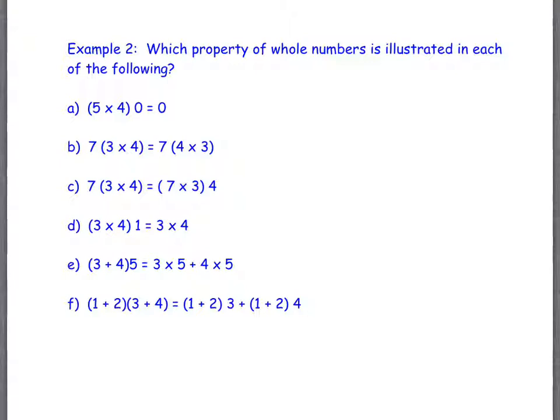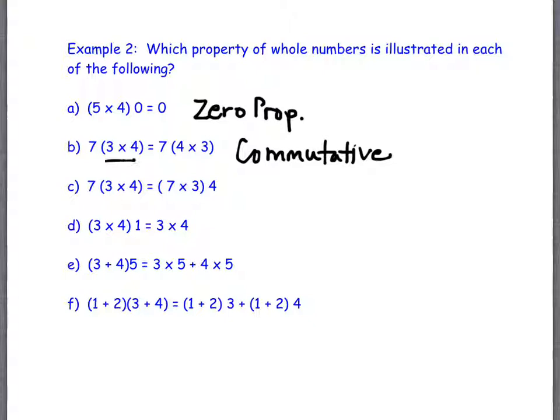The first one, what is that first property that's being used? Zero property. That is the 0 property. How about the second one? That is commutative. Right? It's not associative because the numbers don't change from where they're located. They're either inside, they stay inside, they're outside, they stay outside. What changes is the order of the multiplication inside the parentheses.